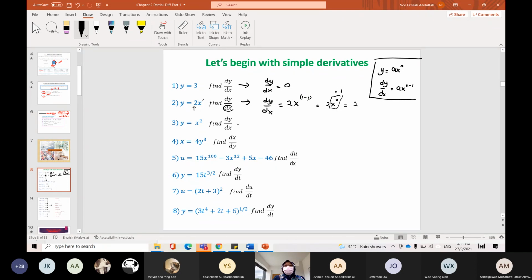Let's continue with number 3. Find dy over dx, where y equals x squared.